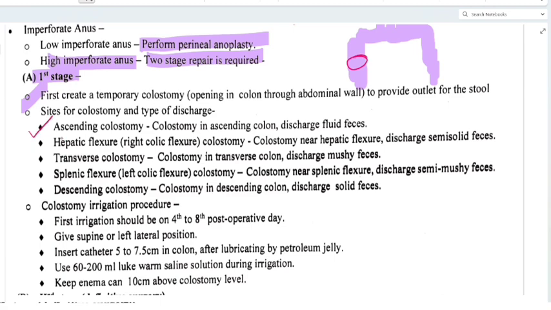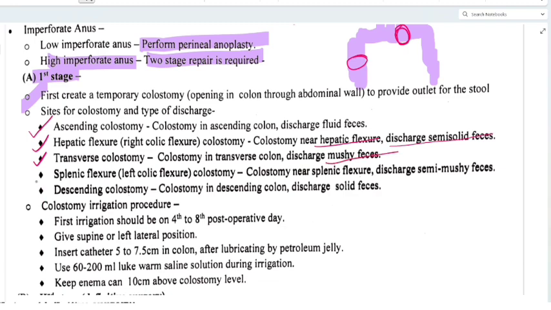Then hepatic flexure में क्या है? Right colic flexure colostomy, that is colostomy near hepatic flexure, and discharge will be semi-solid feces. If we are doing right colic flexure colostomy or hepatic flexure colostomy, that is near hepatic flexure, discharge is semi-solid feces, है ना. Then transverse colostomy में क्या है? देखो transverse मतलब somewhere here, this side. Clear? If we are doing here, then marshy feces will be present.